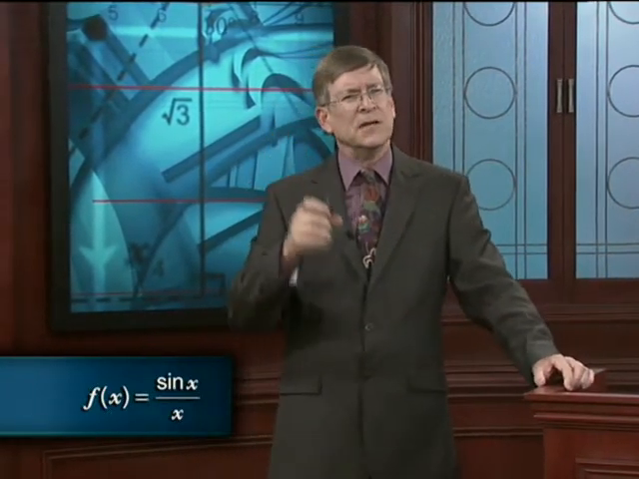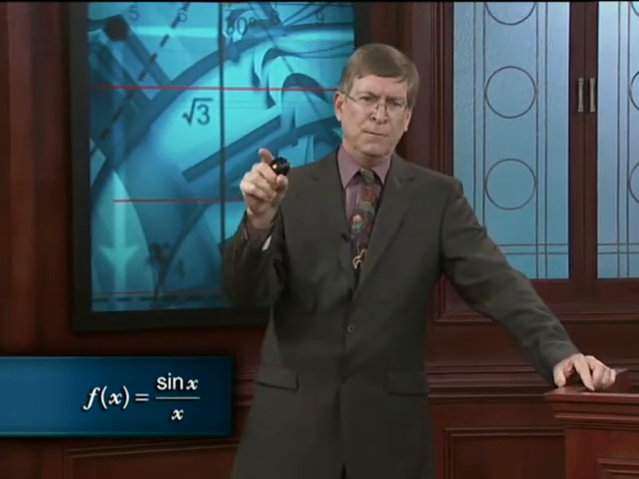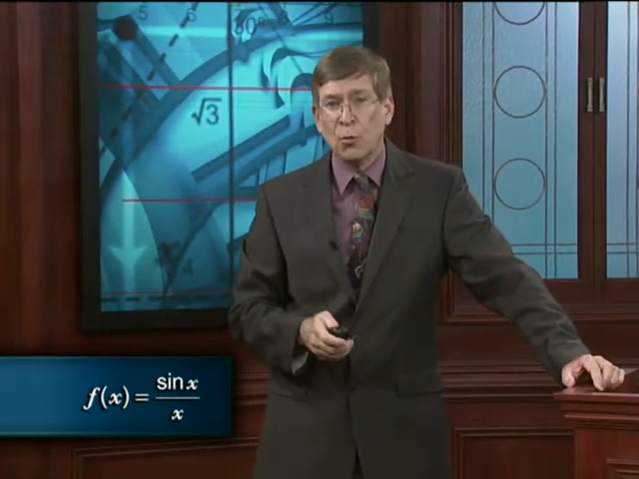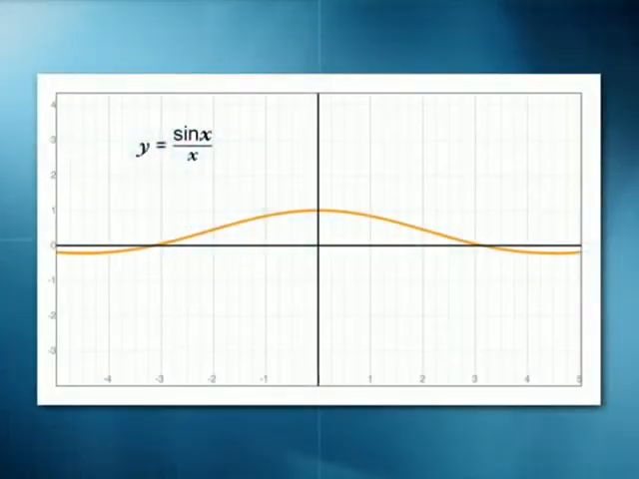But here's the fundamental question. How does this function behave near the bad point? The bad point is 0. What happens near 0? Well, let me graph it. Here's the graph of sine x over x. And you see from the graph that near 0, it seems to want to be 1. It's getting closer and closer to 1.